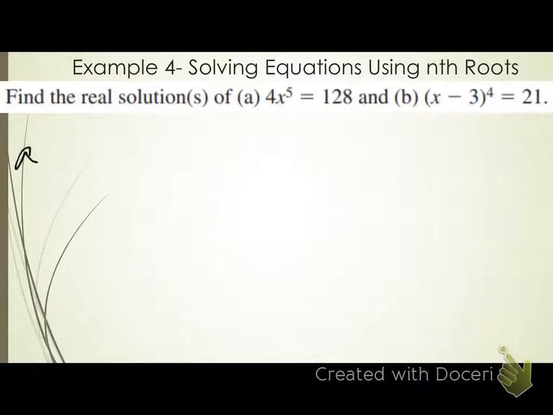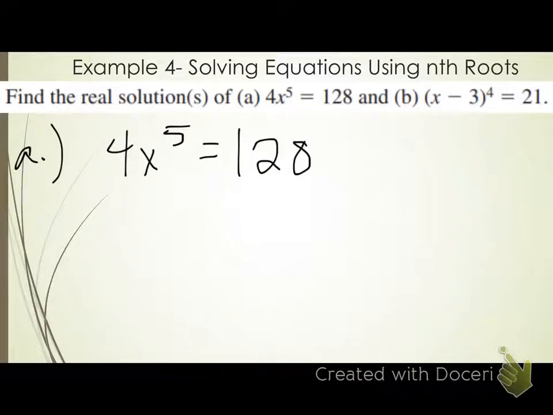So letter A, 4x to the 5th equals 128. So here I'm just solving equations. What's my goal when I'm solving equations? Get x by itself. What would be my first step here to get x by itself? Divide both sides by 4. What's 128 divided by 4?